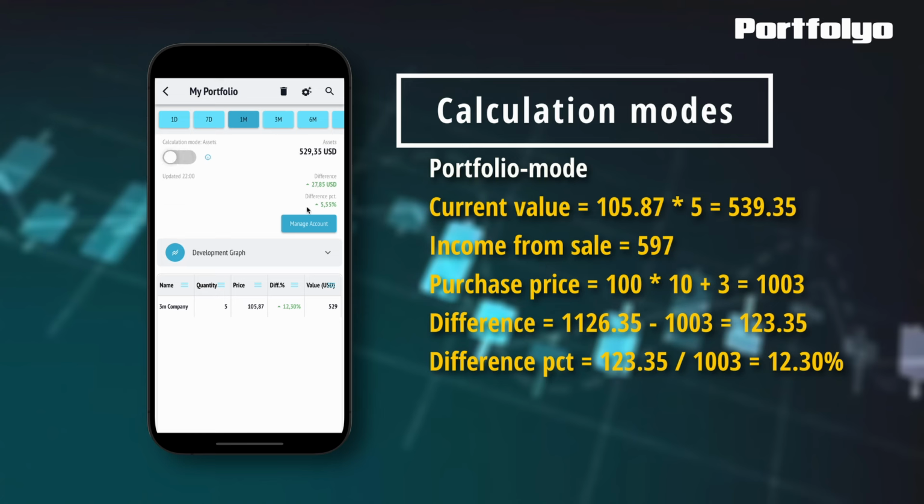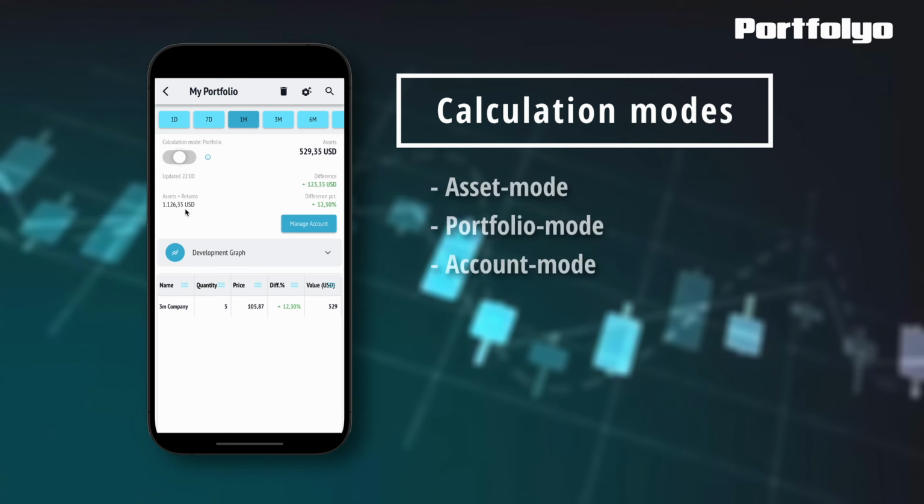While in asset mode, it remains at 5.55% because it reflects only the development in the remaining 5 shares. In portfolio mode, however, it considers both the 5 existing shares and the profit from the 5 sold shares. This concludes the difference among the 3 calculation methods. If you'd like to explore further, click here for a more detailed description and examples.